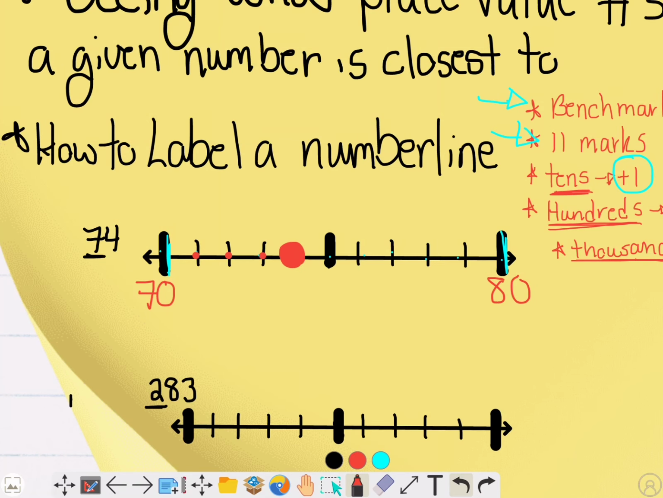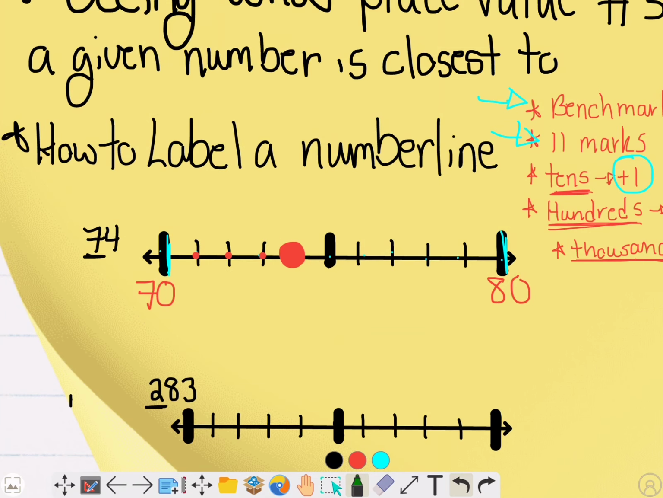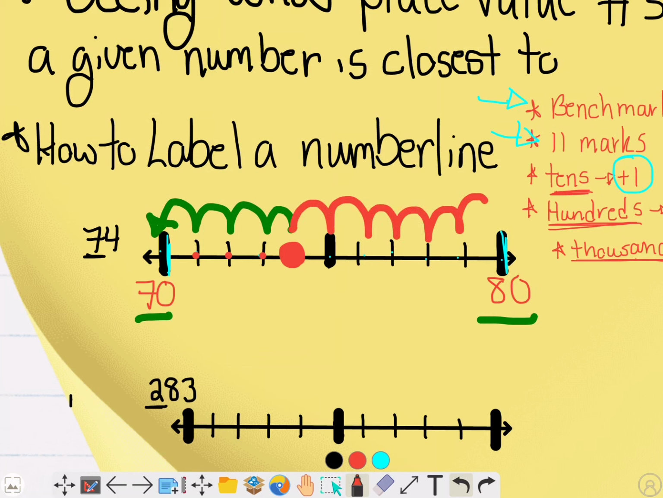What I always tell students is, imagine that you are in between two shops. You have the 70 shop and you have the 80 shop. Which would be the closest one? Well, this one is 1, 2, 3, 4 steps away, while this shop is 1, 2, 3, 4, 5, 6 steps away. So you're going to want to round down to the number 70.